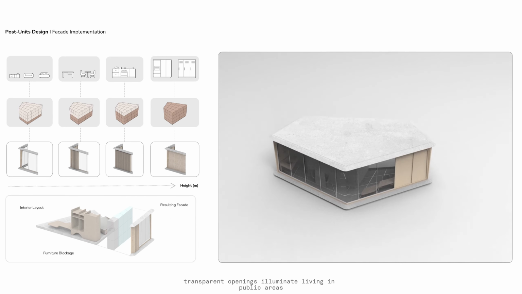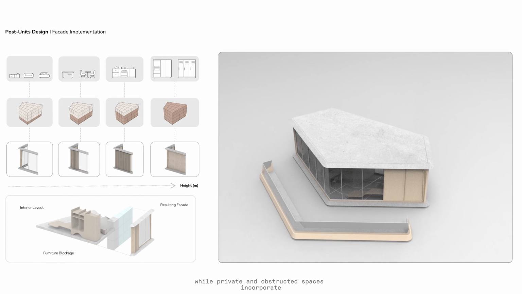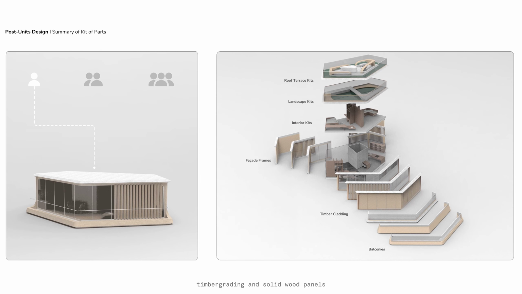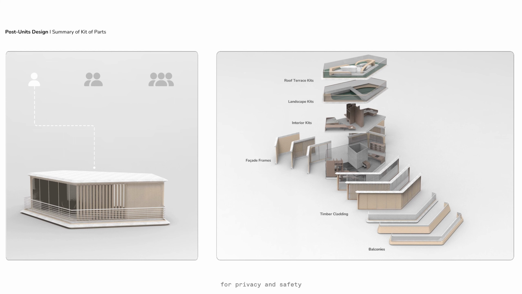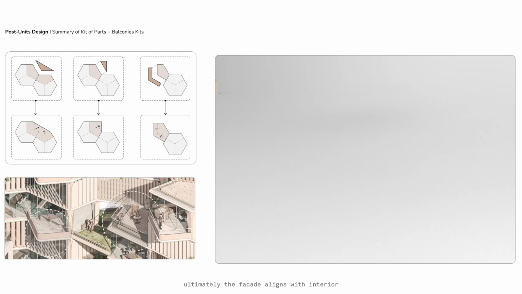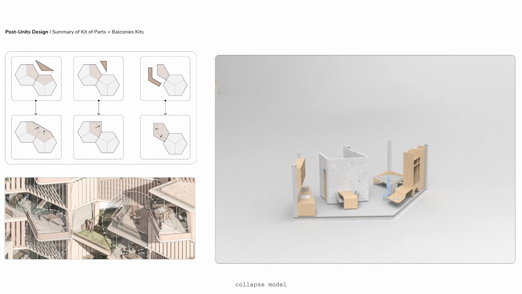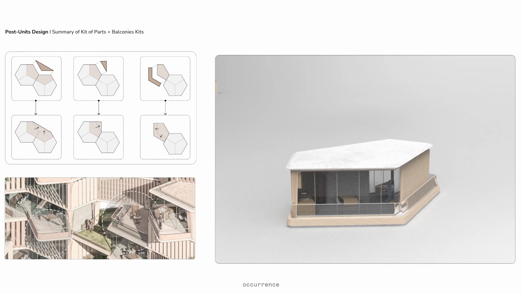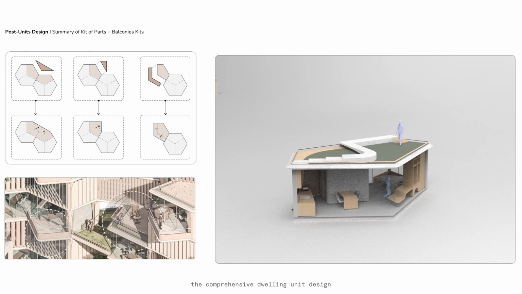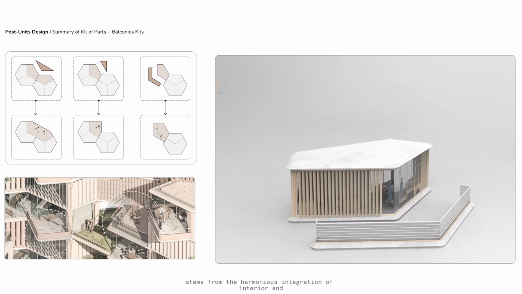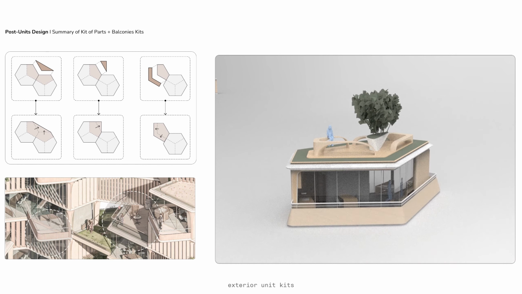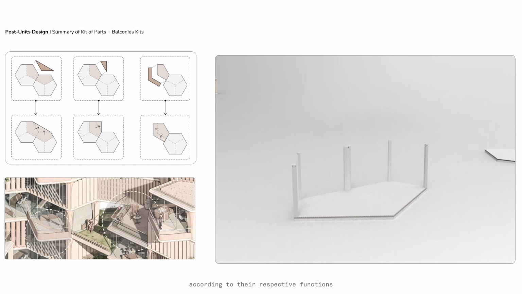Transparent openings illuminate living and public areas, while private and obstructed spaces incorporate timber grating and solid wood panels for privacy and safety. Ultimately, the facade aligns with interior layouts akin to a wave-function collapse model, with furniture arrangements dictating the fact's occurrence. The comprehensive dwelling unit design stems from the harmonious integration of interior and exterior unit kits, which are tailored according to their respective functions.